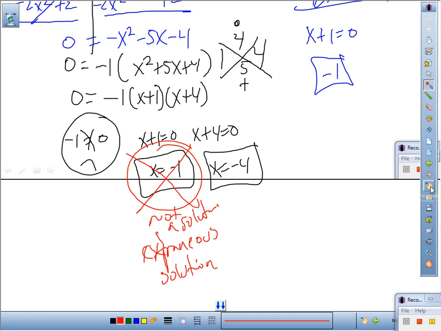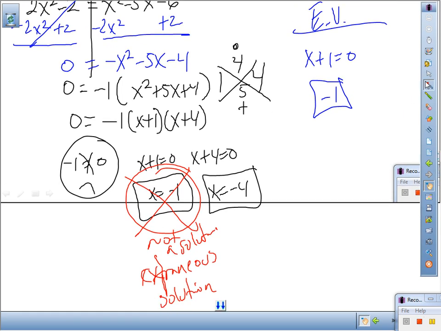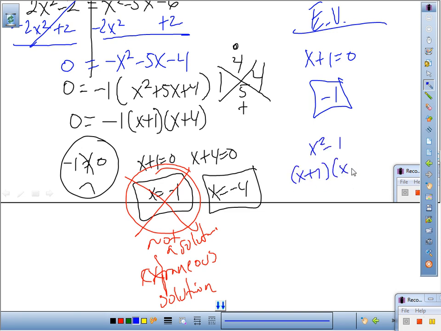Am I done with the excluded values? No, the other denominator was x squared minus 1, which means x plus 1, x minus 1. So that means the excluded values are -1 and 1. And we're done. Solution is x equals -4.